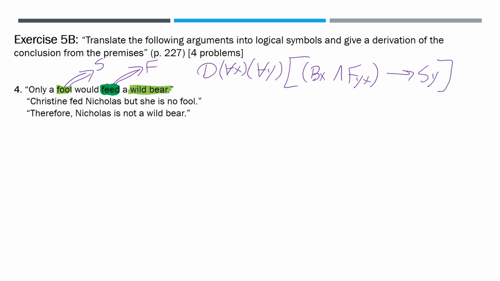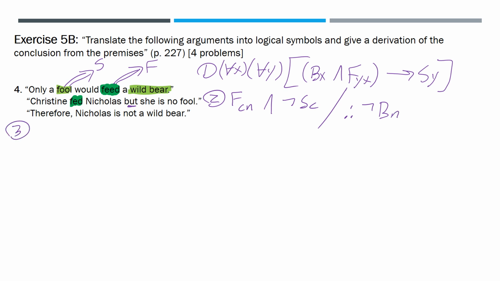Y is a fool. Premise 2, we have Christine fed Nicholas, but she is no fool. We have another relational predicate, namely feed. This but really indicates an and, so there's a conjunction there. So for line 2, which is a premise, we'll say FCN, and it's not the case that SC. So we have Christine fed Nicholas and Christine is not a fool. Conclusion, therefore, Nicholas is not a wild bear, so it's not the case BN.